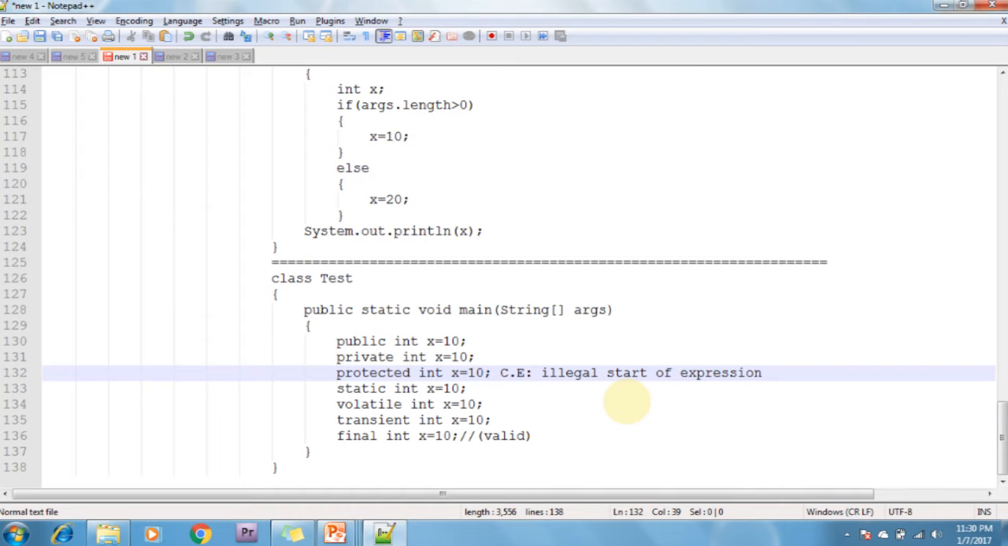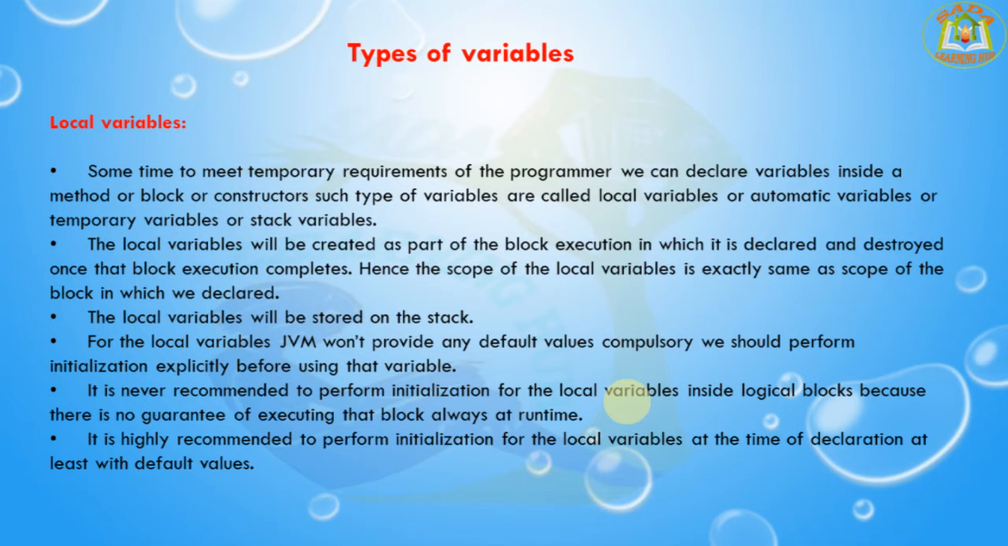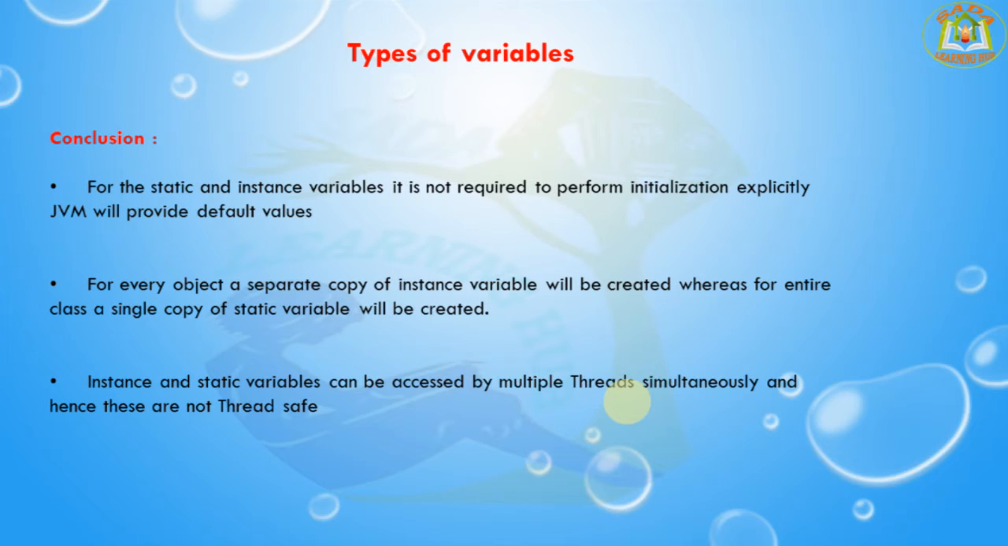Now I'm giving a conclusion. For the static and the instance variables, it is not required to perform the initialization explicitly. JVM will provide their default values. But for the local variables, JVM won't provide any default values. Compulsorily, we should perform initialization explicitly before using that variable.